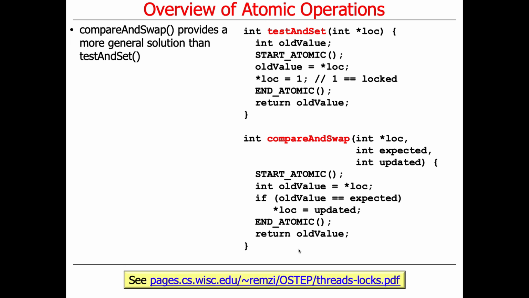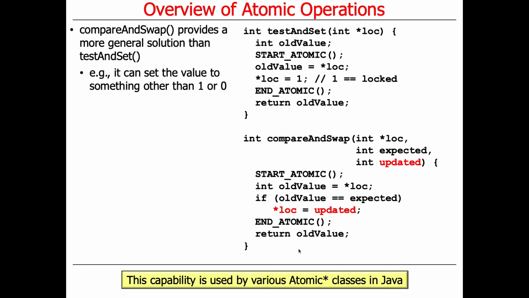So compare and swap is a more generalizable solution than test and set, and for that reason, most hardware nowadays comes with compare and swap, and so that's what we're going to be using throughout the discussions. And this capacity to set the value to something other than 1, every time you do a compare and swap, is heavily used in the Java atomic classes, as you'll see.